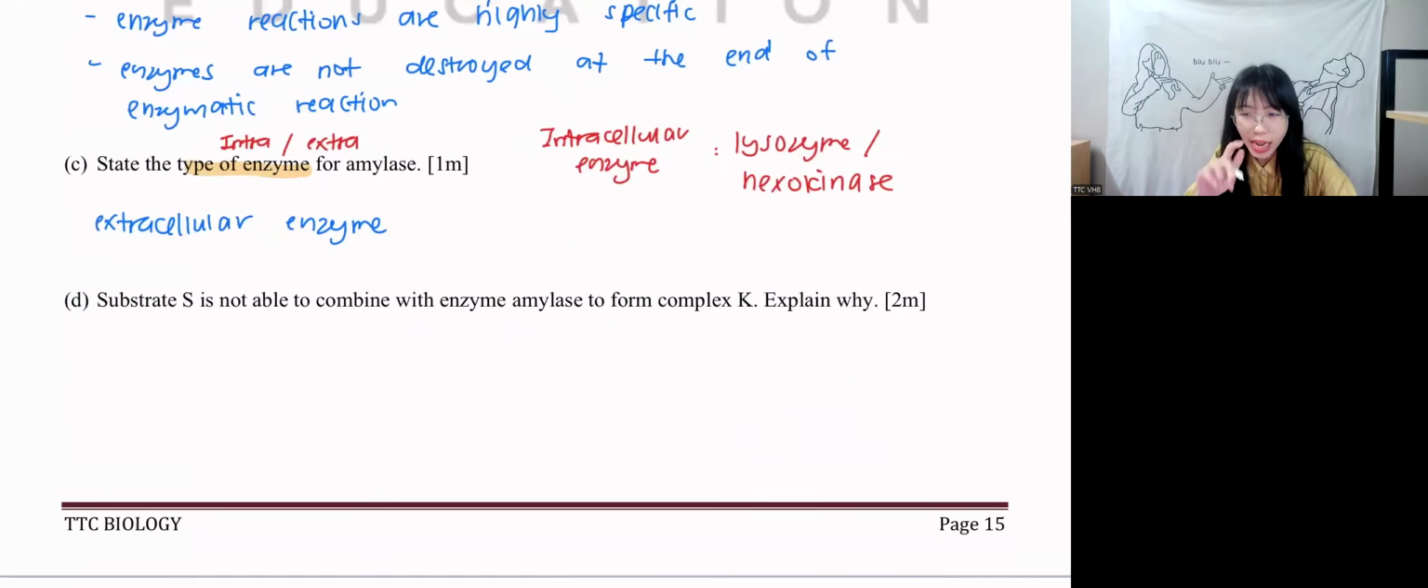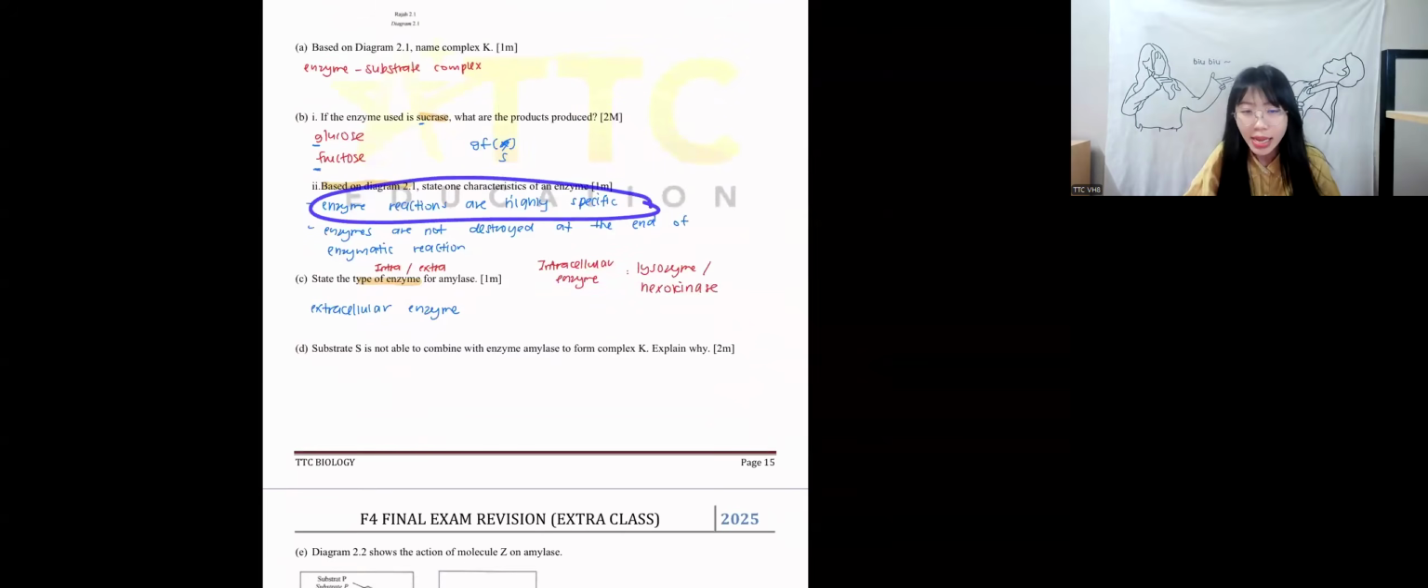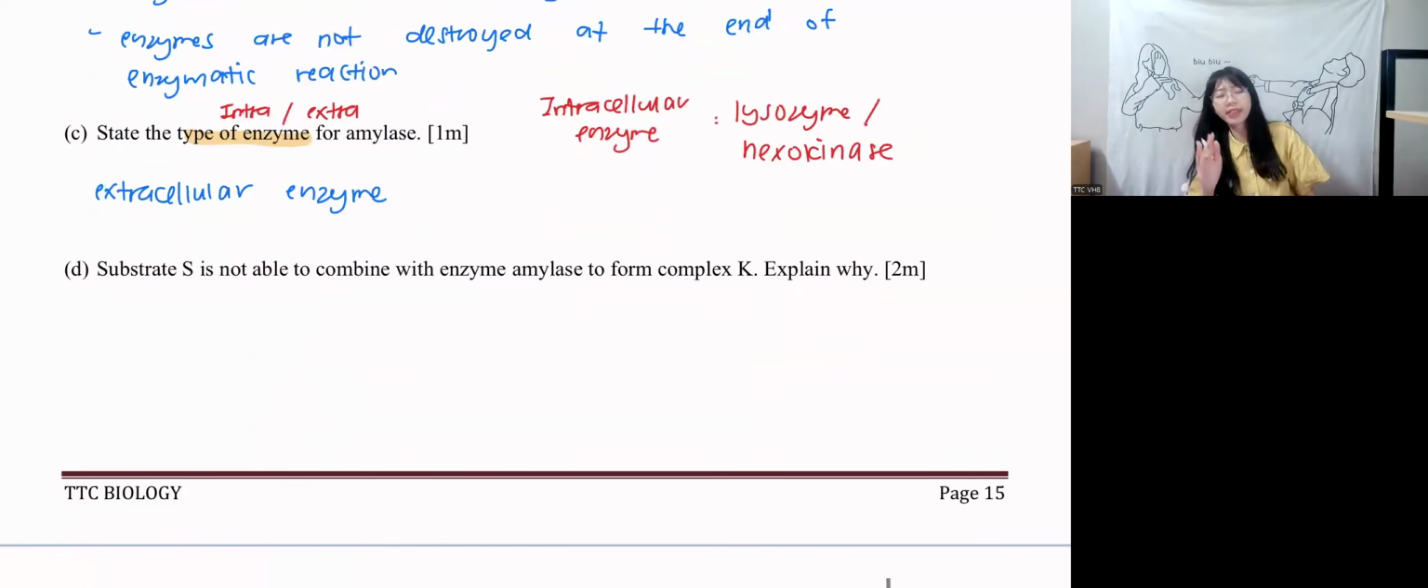Substrate S is not able to combine with enzyme amylase to form complex K. Explain why. Why can S not bind with amylase? Because the shape doesn't match. When the shape doesn't match, you cannot combine together. Why? Because we mentioned before, enzyme reactions are highly specific. They can only bind with a specific substrate, which has to be matched. The specific substrate can match with the specific active site of the enzyme.